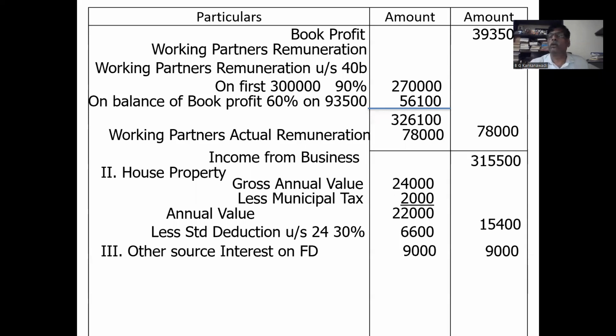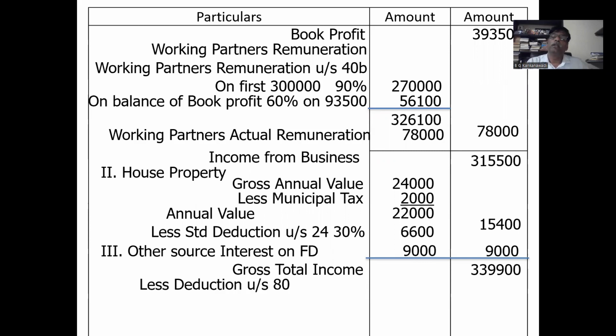That 9,000 you take to the outer column. Three heads are there. One is income from business, second is house property, third is other source. Post office SB does not come because it is less than 3,500. Okay, now you take the total. Total is 3,39,900. 3,39,900 is called as gross total income.